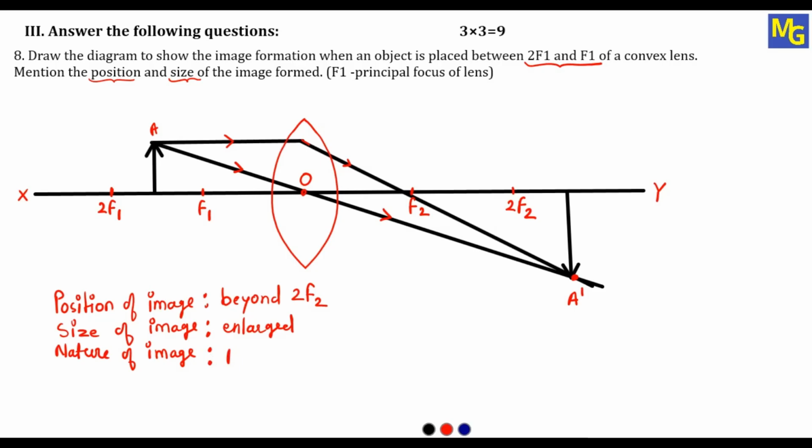Because it is forming on the other side of the lens. So I'll write it here, real. And what about the position? It is inverted. So you can understand. I hope you can understand what is inverted and what is real. Here the object is erect, but this image is reverse or inverted, therefore it is inverted.